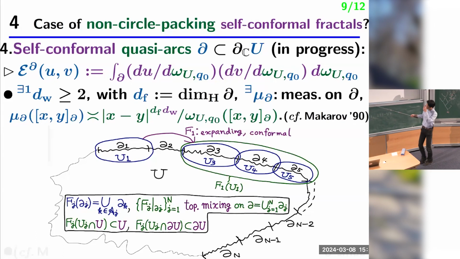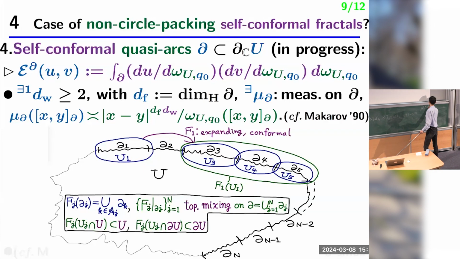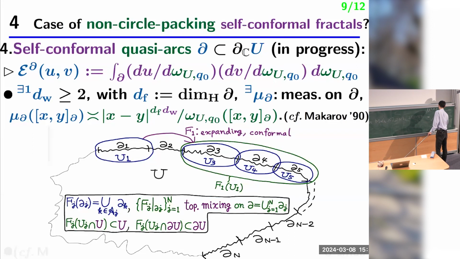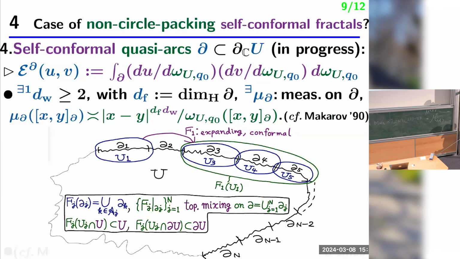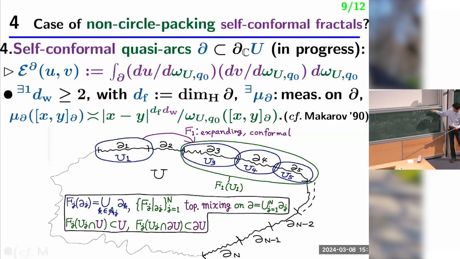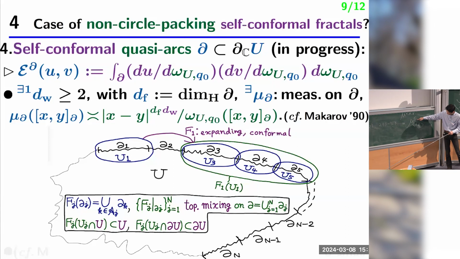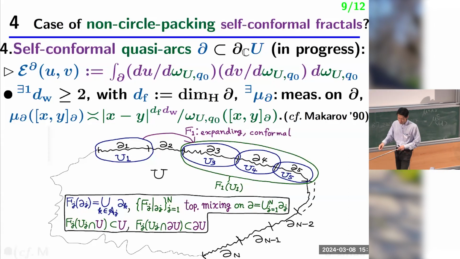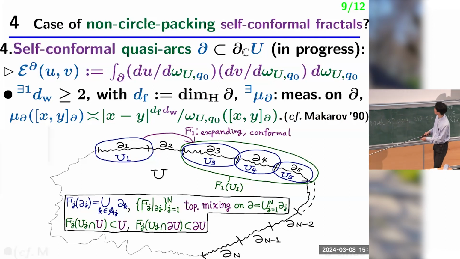Remember that in the previous case of the Apollonian gasket, the reference measure had an interpretation: this measure was given by the energy of the embedding map into the plane. So I'm trying to do some similar construction.